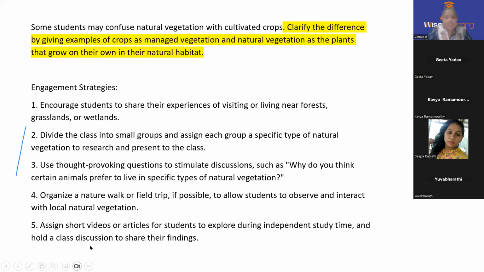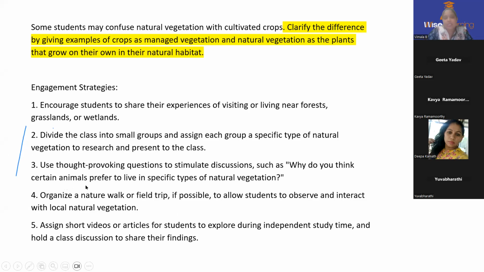Some of the strategies I can use are to encourage the students to visit a nearby forest along with their parents or friends. Next, I can divide the class into small groups and assign each group a natural vegetation type to research and present to the class, as well as give thought-provoking questions.